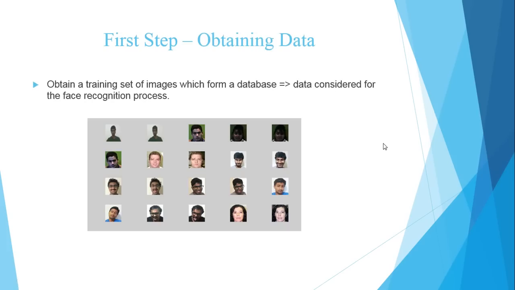So we'll go step by step right now. The first step is obtaining data from the database. As you can see, I've presented 20 images in the database. So this is the data considered for the face recognition process.